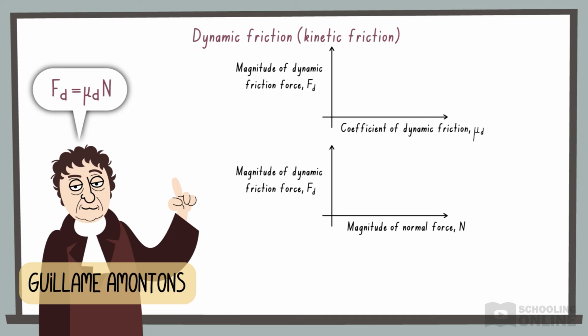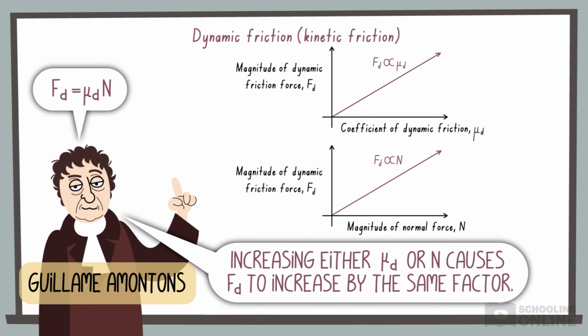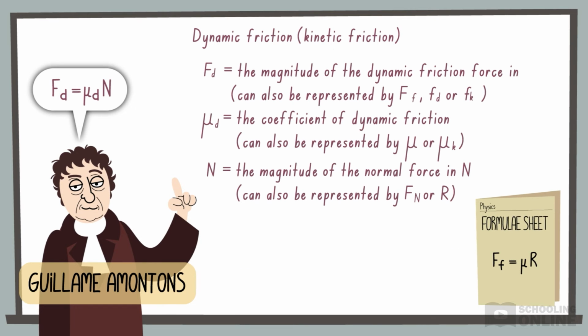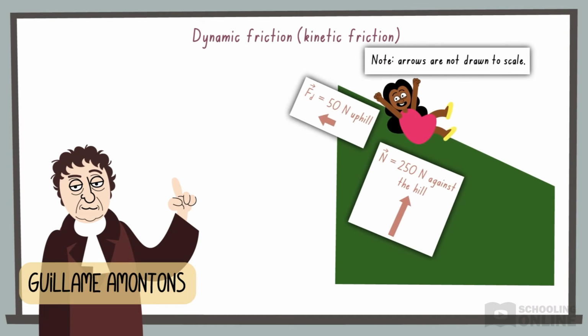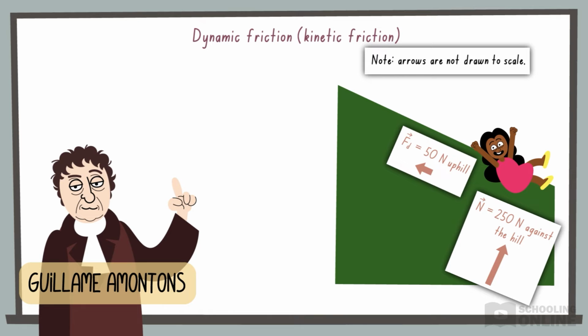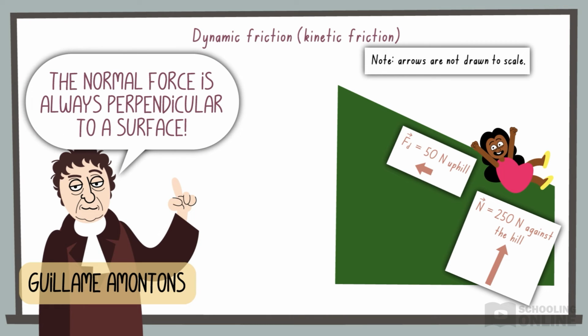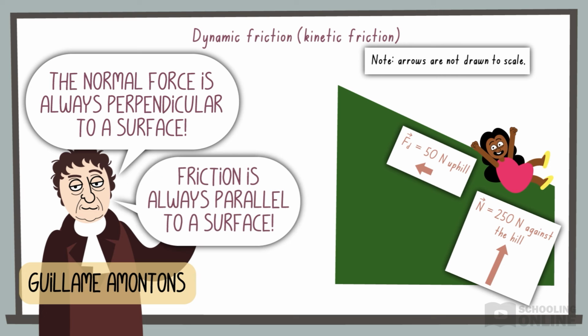This equation shows that dynamic friction is proportional to the coefficient of dynamic friction and the magnitude of the normal force. Doubling either factor will double the amount of friction. Note that your formulae sheet might represent some or all of these terms using different symbols. Keep in mind that these forces point in different directions. The normal force is always outward, away from a solid surface, while friction is parallel to the surface and opposes motion.